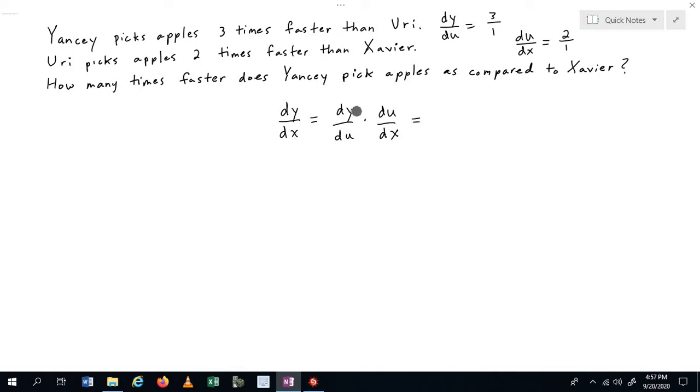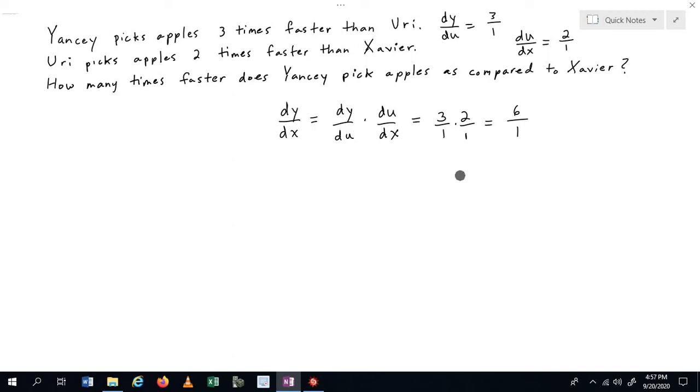Okay, so we know this is equal to 3, and this is equal to 2. And so when you multiply those together, you get 6. And so the rate of change in terms of Yancey as compared to Xavier would be 6 to 1. In other words, for every 1 apple that Xavier's picking, Yancey would be picking 6.